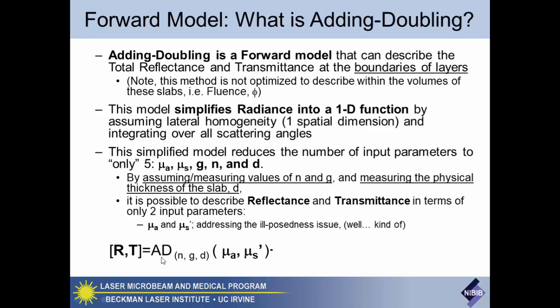So in adding doubling, by assuming index, anisotropy, and thickness, you can describe it in terms of absorption and scattering, and the outputs are your reflectance and transmittance. You can now have your inverse solution, where if you have the inverse of this model with these assumptions, you can input your reflectance and transmittance and get out your absorption and scattering.